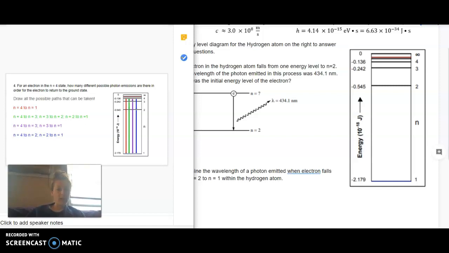But remember, we don't count doubles. So the n equals 4 to n equals 3, that happens twice. So I only count it once. And n equals 2 to n equals 1 happens twice. So I only count it once. So I have 1, 2, 3, 4, 5, 6 possible photon emissions for an electron in the n equals 4 state to return back to the ground state.